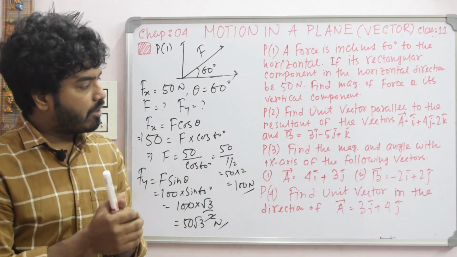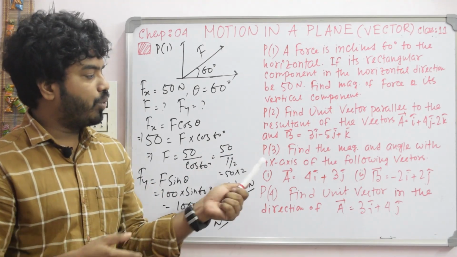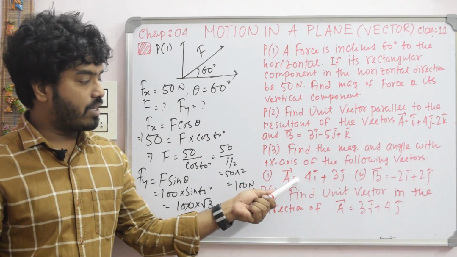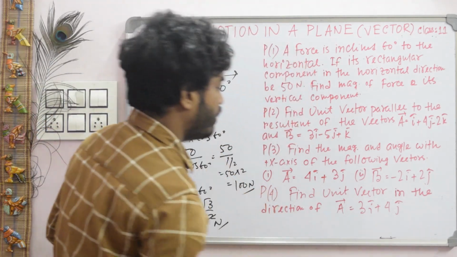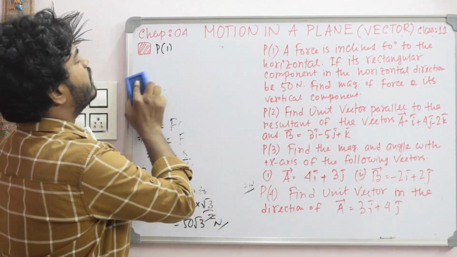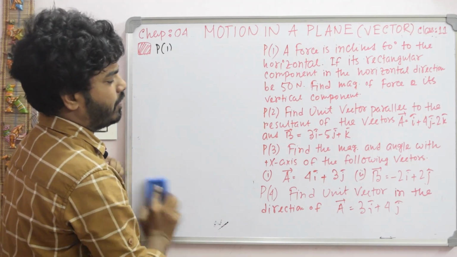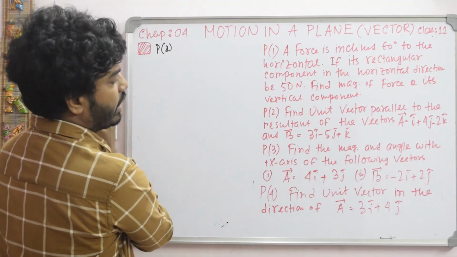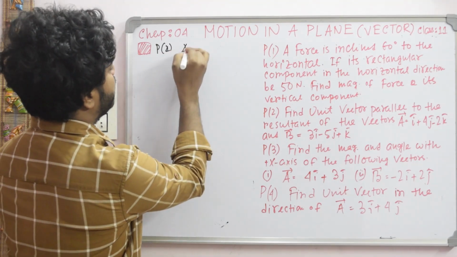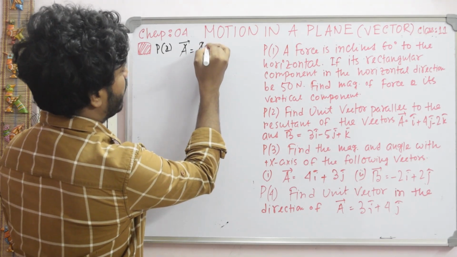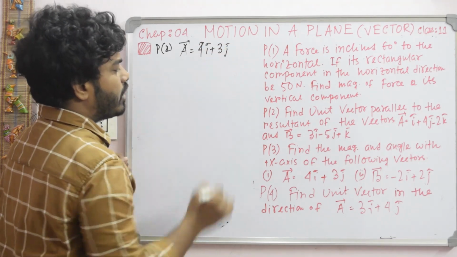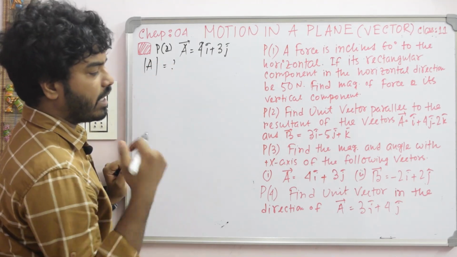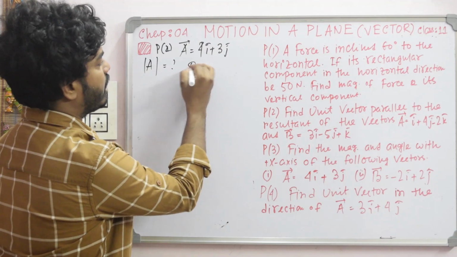Problem 3, you just check: find the magnitude and angle with the positive x axis of the following vectors. Write this one down. Problem 2 given, you have to find the magnitude. Vector A is given, that is 4 i cap plus 3 j cap. You have to find the magnitude, that means mod A, or you can say A, and the angle theta.